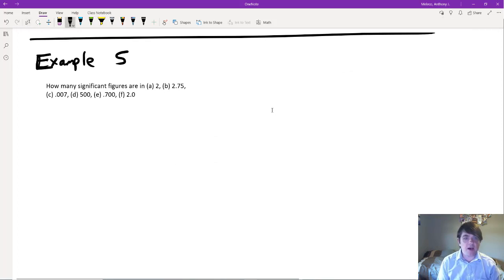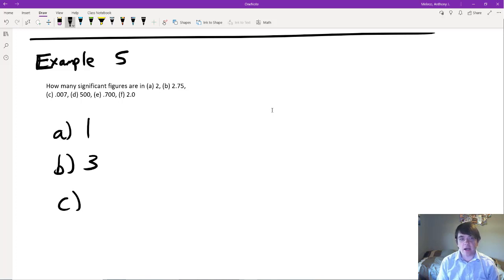Okay. So, example 5, we're working with sig figs, and we want to know how many sig figs are in each of these. Well, for A, there's literally just one number, so it's one sig fig. In B, there's no zeros. All of these are significant. This would be 3. In C, I'm invoking the rule where the zeros aren't in between or anything like that. 7 is the only significant digit there. In D, 500, there's no period or anything like that, so these are all trailing zeros. That would make 5 the only significant digit there.